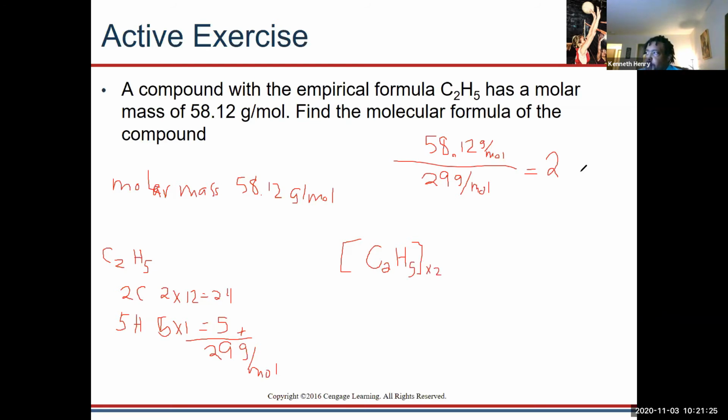So we then multiply it by that integer. Piece of cake.